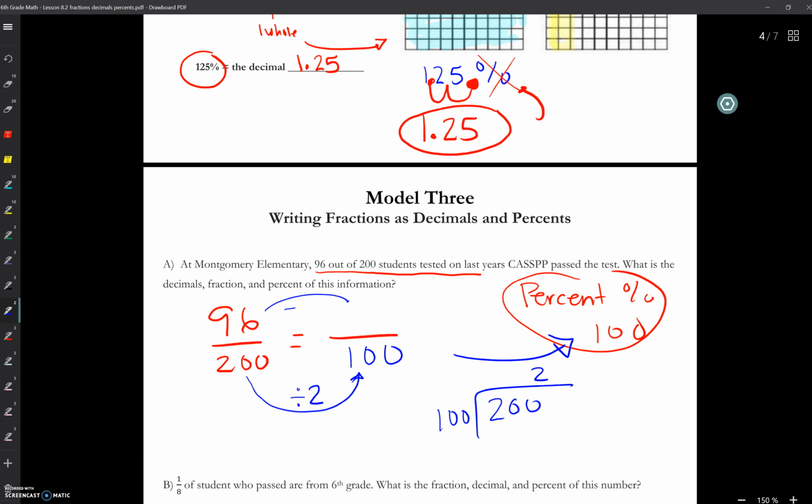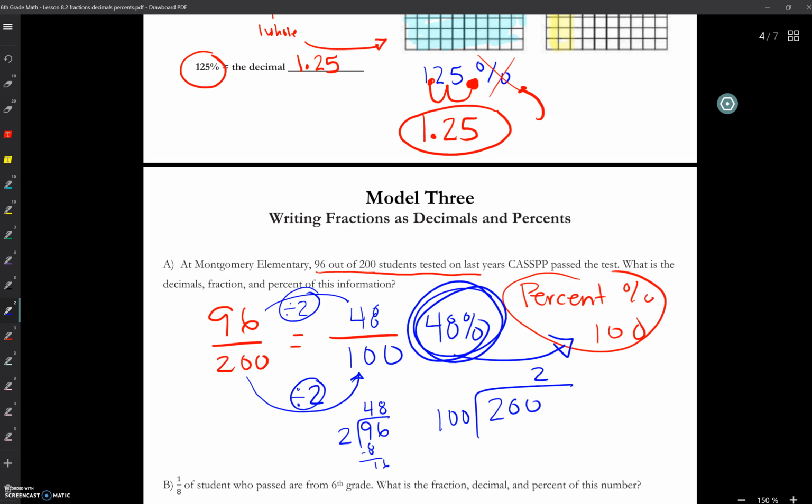So then I'm going to divide up here by 2. Whatever I do on top, I do on the bottom. So 96 divided by 2 equals 4, 8, 16, which is 48. This would end up being 48 out of 100, which is 48%. Remember, the fraction would end up being the percent because it's out of 100.